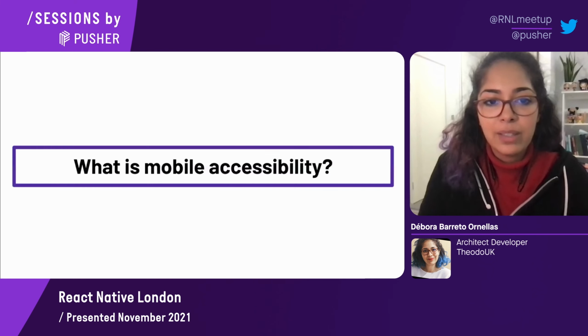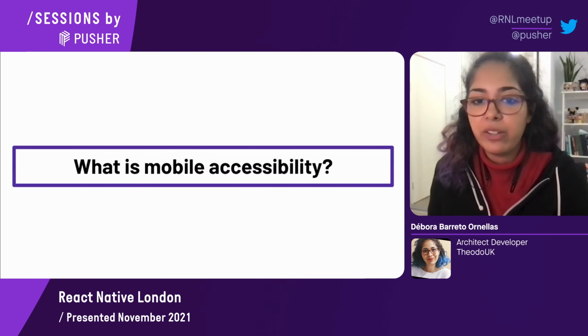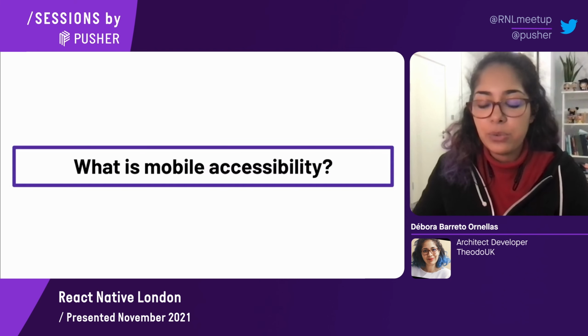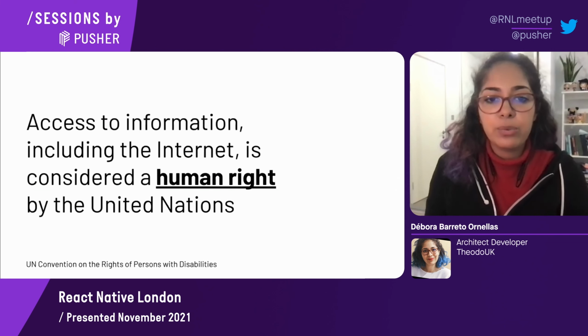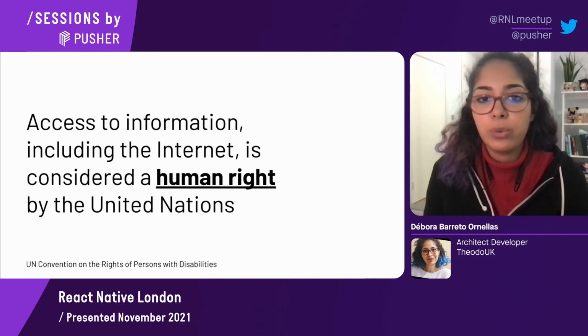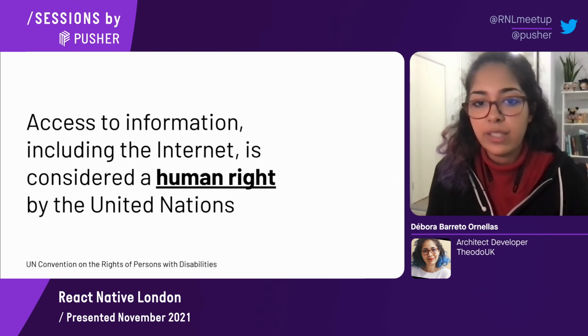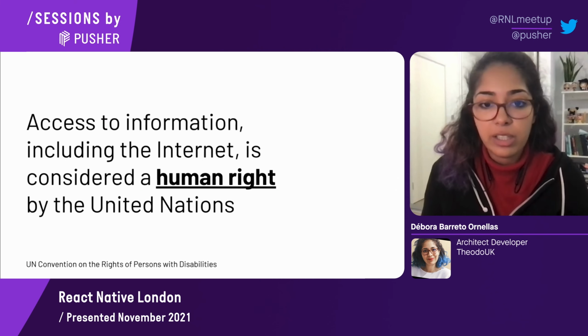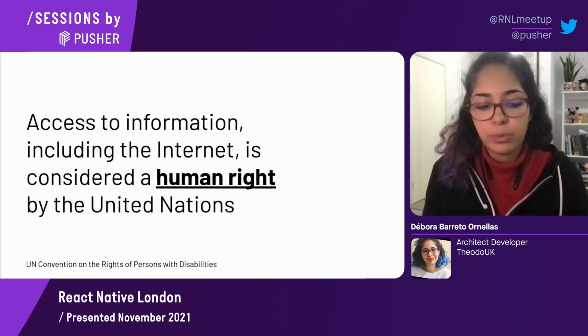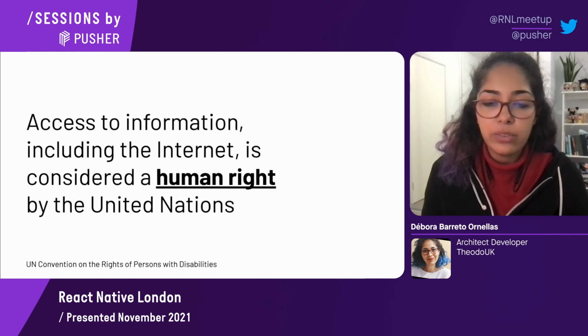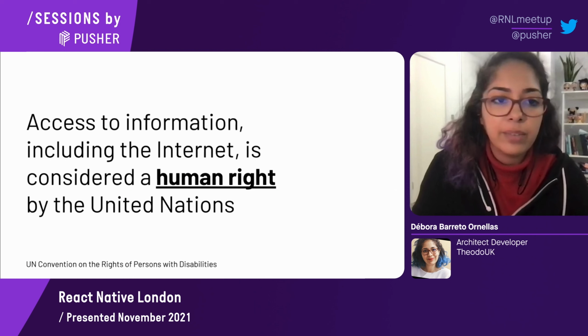Cool. So starting with what is mobile accessibility, I wanted to first start with a sentence that I think is really powerful, which is: access to information, including the internet, is considered a human right by the United Nations. This is present in the United Nations Convention on the Rights of Persons with Disabilities. This has been ratified by most countries in the world, including the UK.